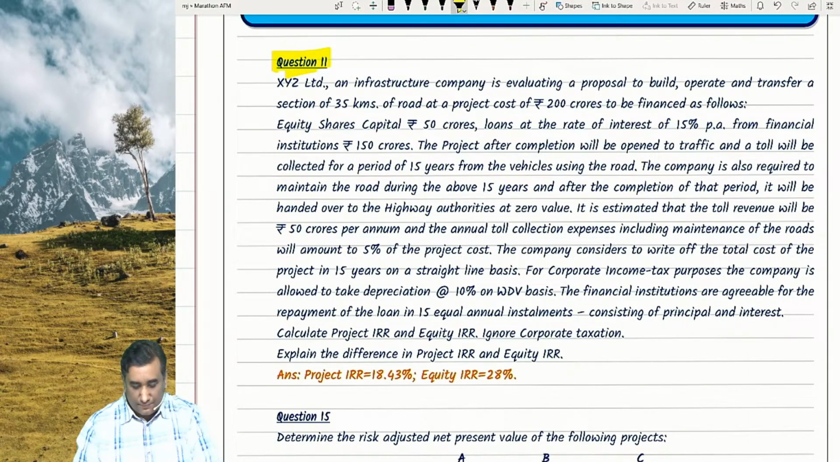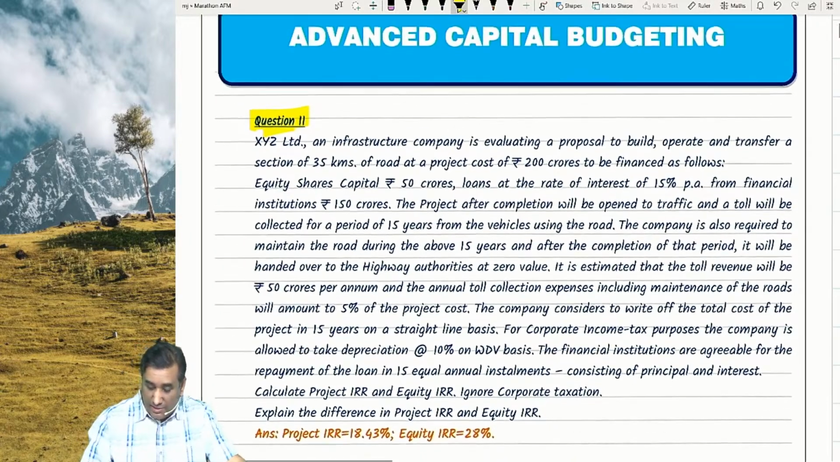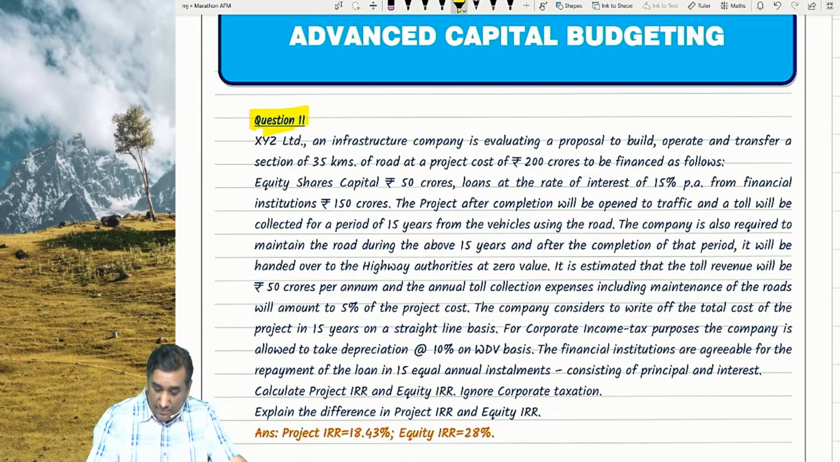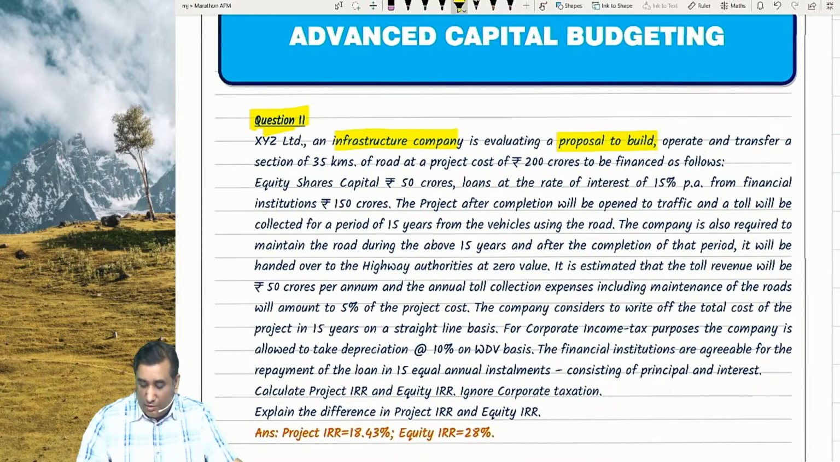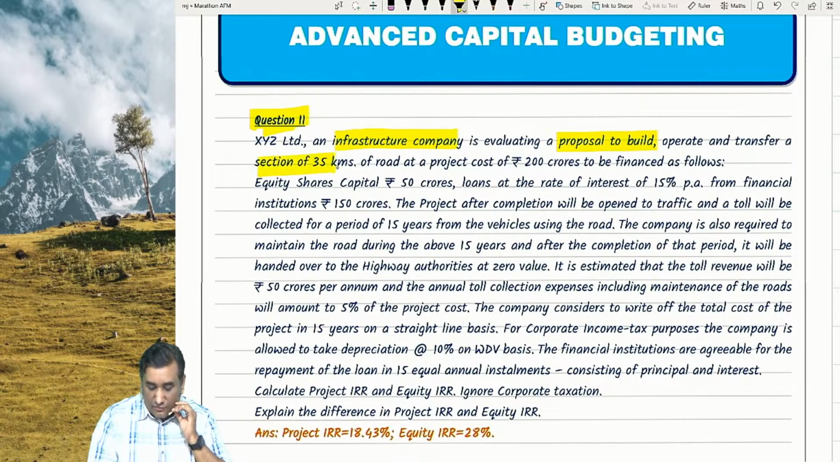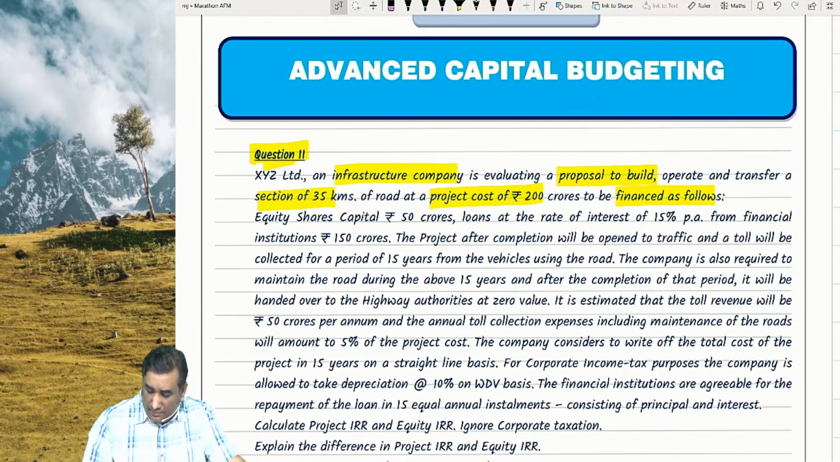Let me read it out. It says XYZ Limited, an infrastructure company, is evaluating a proposal to build, operate and transfer a section of 35 kilometers of road at a project cost of 200 crores to be financed as follows. That means some road has to be built, they'll operate it for some time and transfer it after some time, and the cost involved is 200 crores.